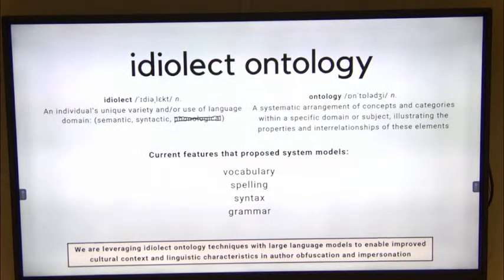Before that, in AI, it's important to understand the problem that you're dealing with. In this case, we're dealing with idiolect. And I wanted to go more into the specifics of linguistics, as most approaches in NLP haven't done so. They've done more probabilistic approaches. So I went to study what an idiolect is. Using ontology techniques, I identified features that distinguish between different idiolects. The ones that the proposed system can model are vocabulary, spelling, syntax, and grammar.